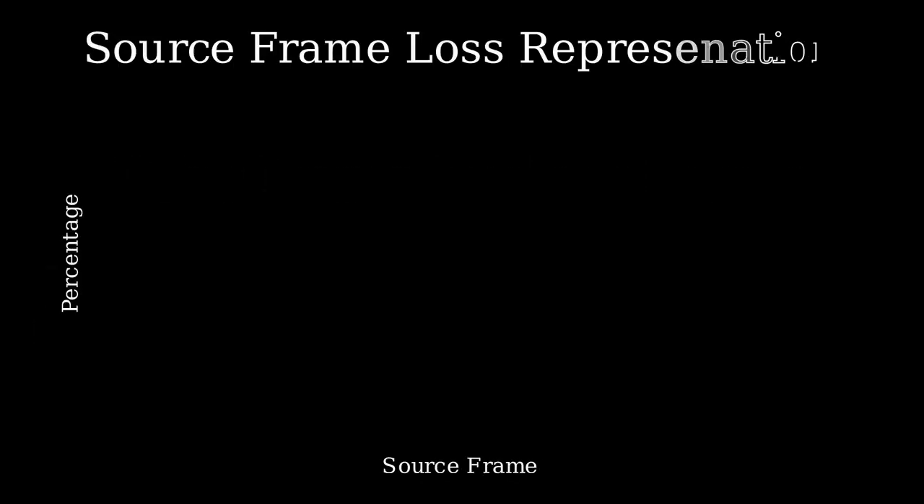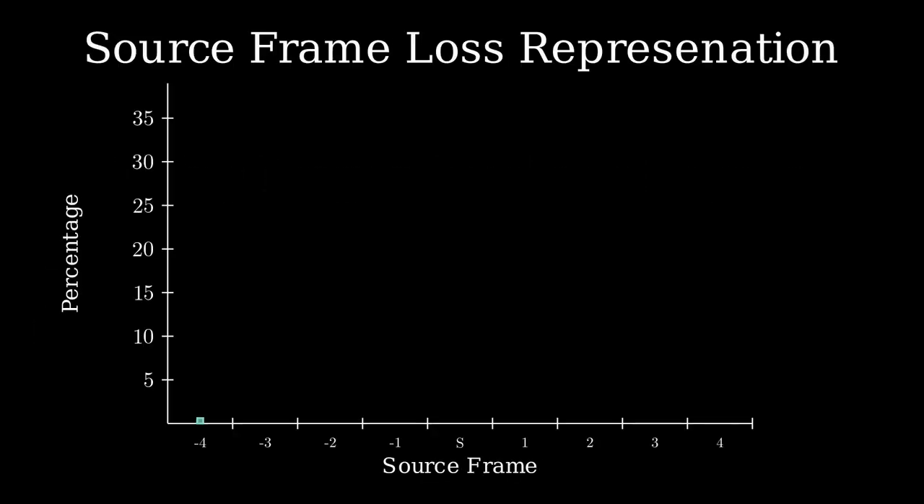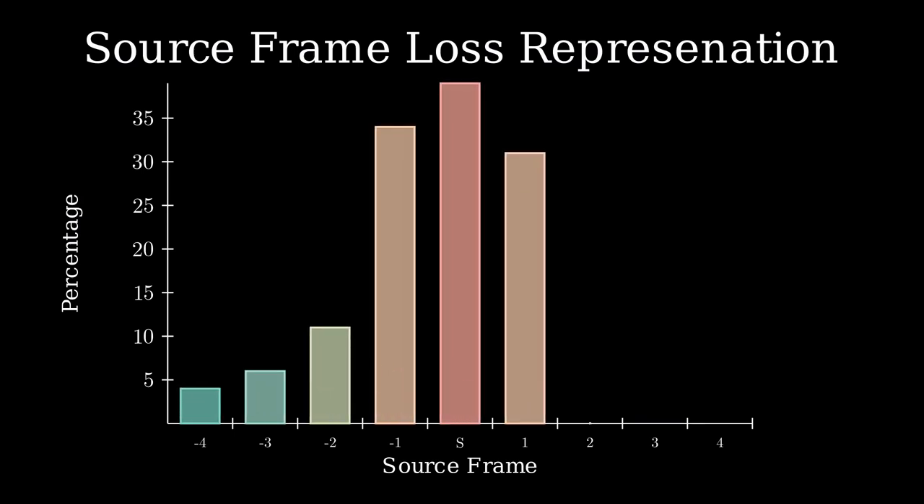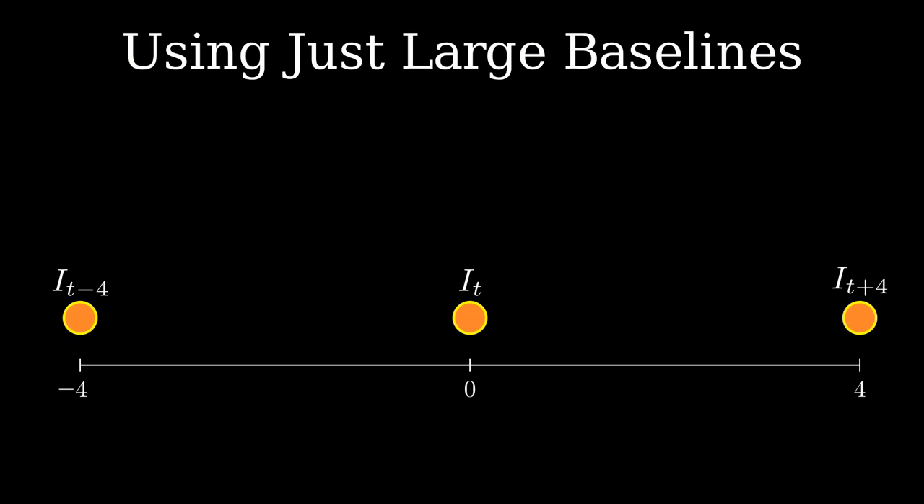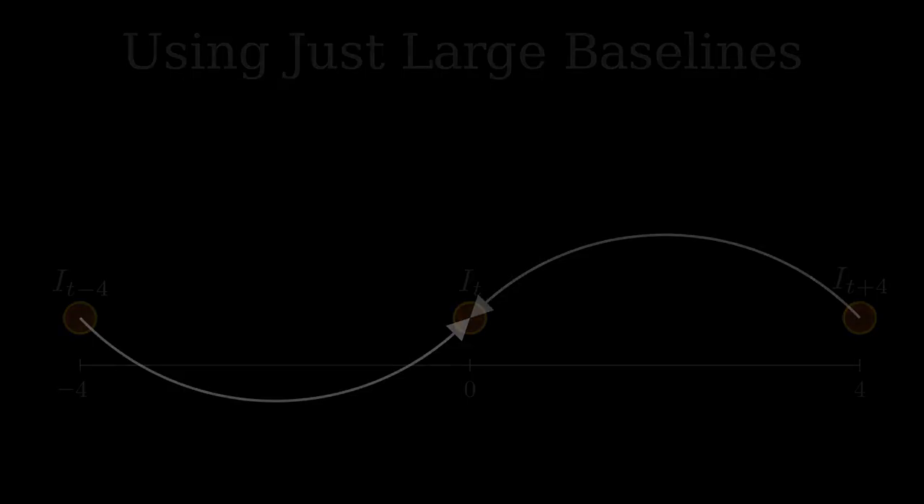Here, a bar chart shows the percentage representation of each source image in the final loss for a single iteration. Since narrow baselines are easier to reconstruct, they dominate the final photometric loss representation. We could address this by solely training with wider baselines, but this presents its own challenges.